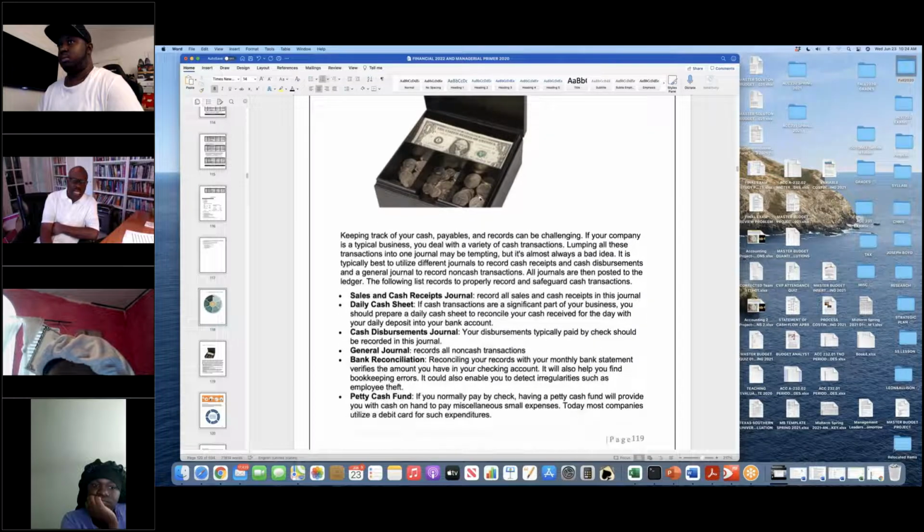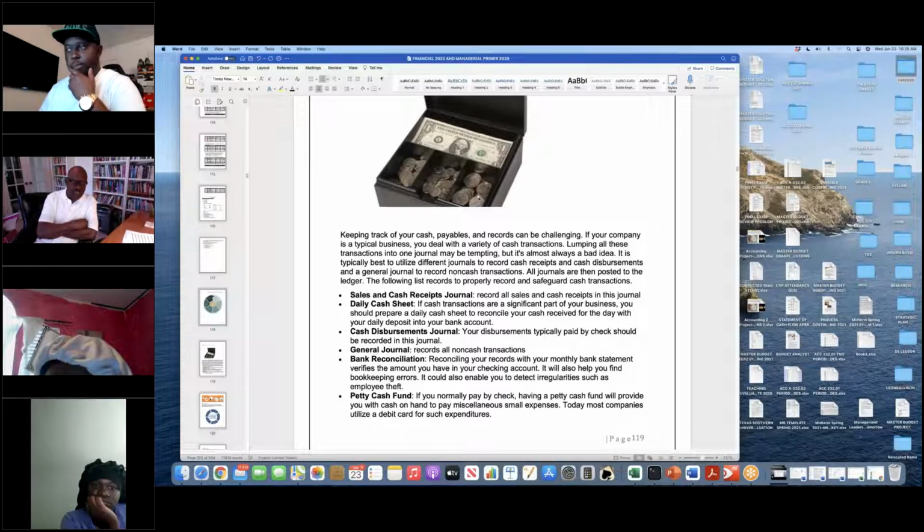And so a lot of times what we're going to do is we're going to have a sales and cash receipts journal, and we're going to have a daily cash sheet. The person on the cash register has got to turn in cash equal to what the cash register tape said the cash was. So a daily cash sheet is done. For restaurants, etc., where there are a lot of cash transactions, they have to be really on top of it.